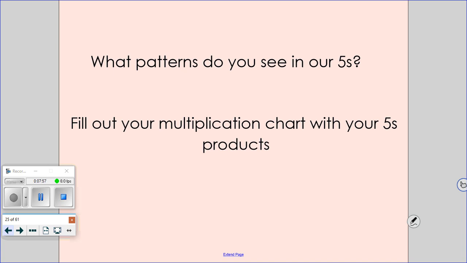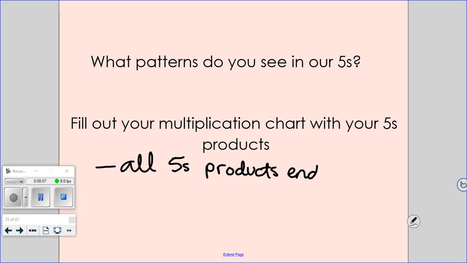Alright, so we're writing down all 5 products end in a 5 or a 0. Which is why you've colored basically 2 lines down your hundreds chart. Hunter, this is the part where you're writing. Macy, you got this written down?